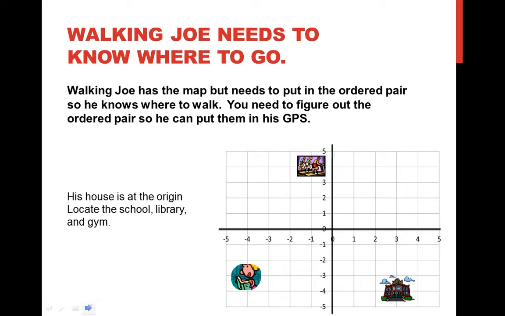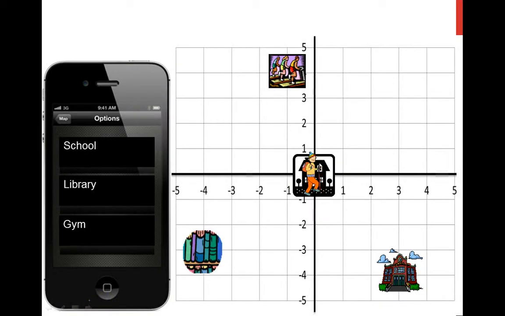Walking Joe needs to know where to go. Walking Joe has the map, but needs to put it in the ordered pair so he knows where to walk. You need to figure out the ordered pairs so he can put them into his GPS. His house is at the origin. Remember, the origin's right here. So we need to locate the school, the library, and the gym. You can see he's at his house right now, and he needs to go to school first. You can see our school is down in the 4th quadrant, right down here. And if you look, it's located at a +3 for x and a -4 on the y-axis.